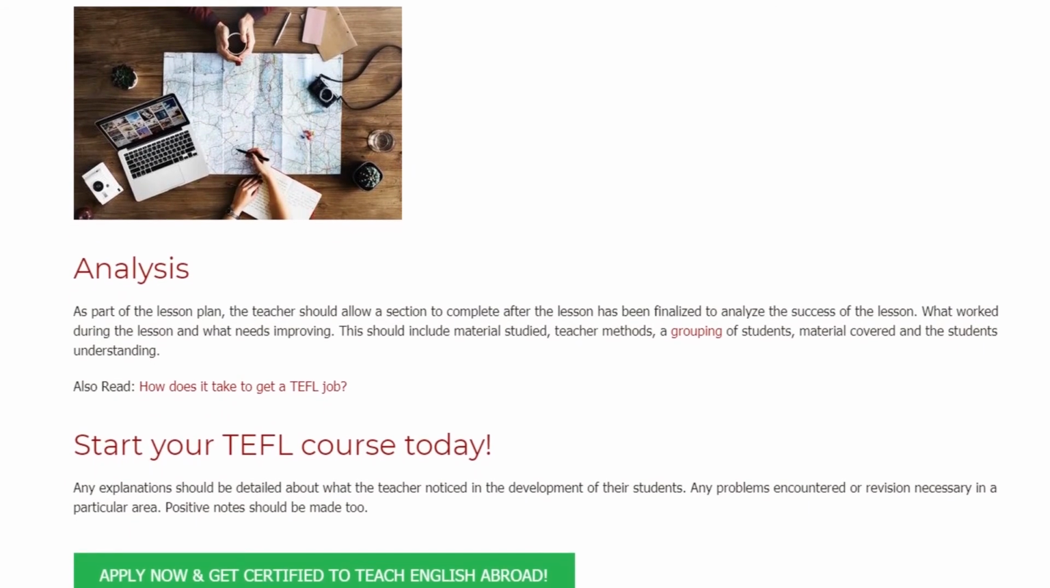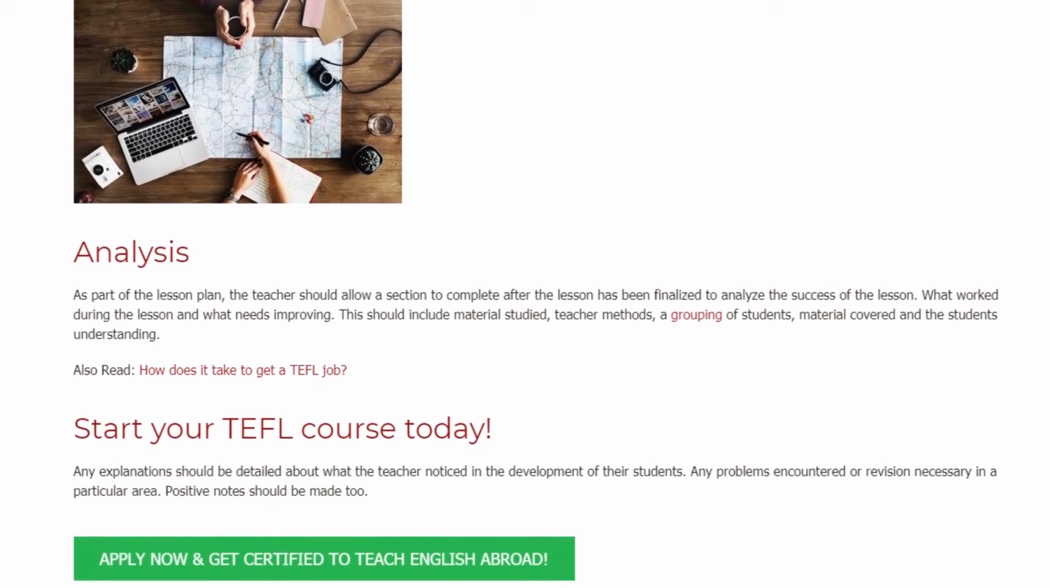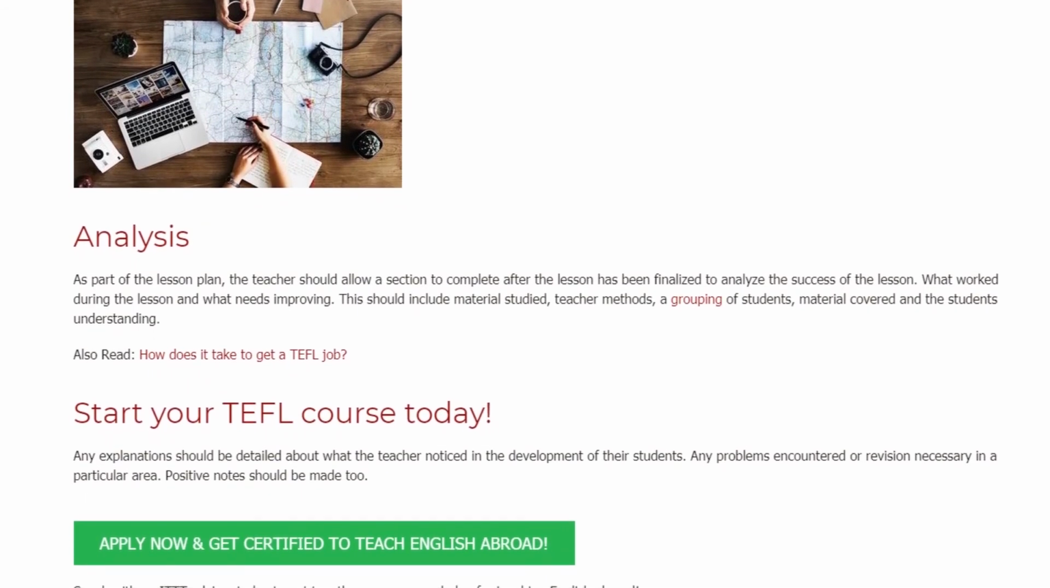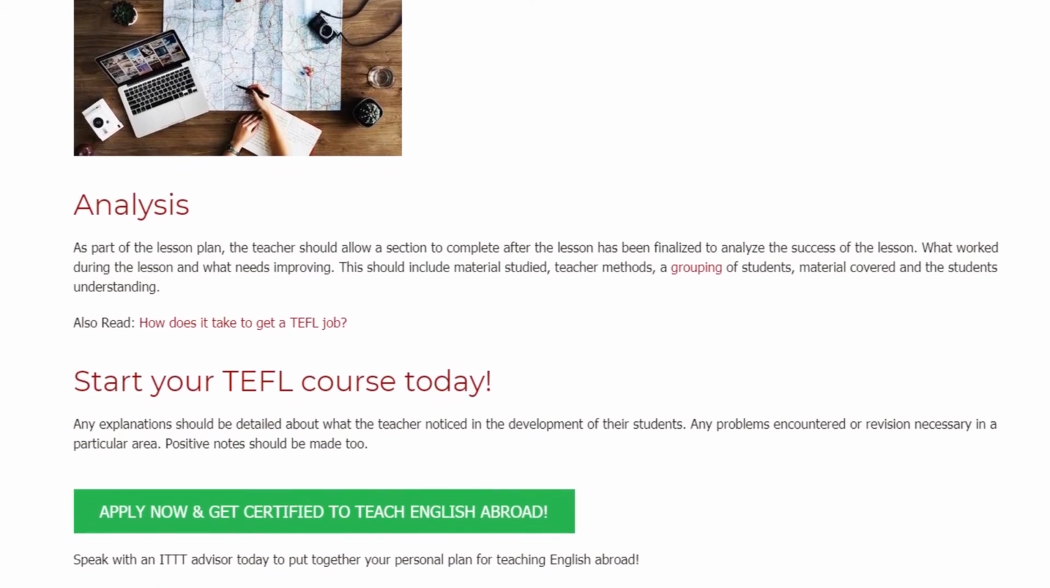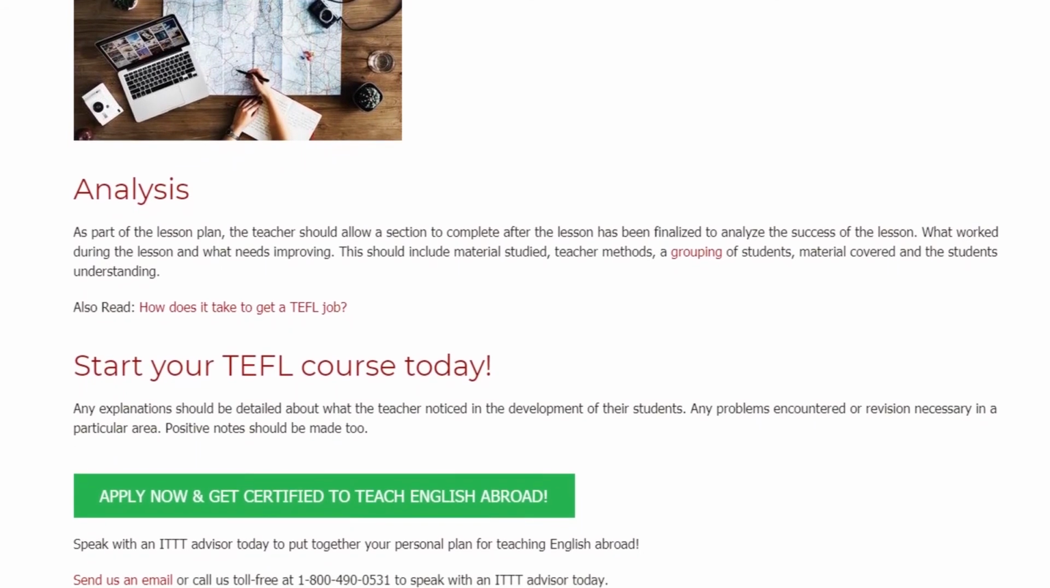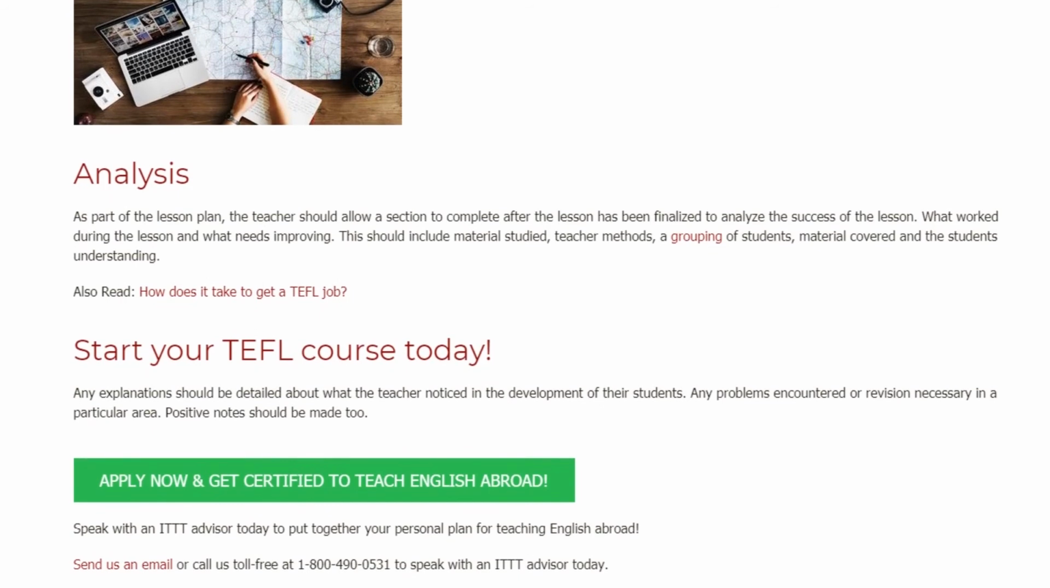Any explanations should be detailed about what the teacher noticed in the development of their students. Any problems encountered or revision necessary in a particular area. Positive notes should be made too.